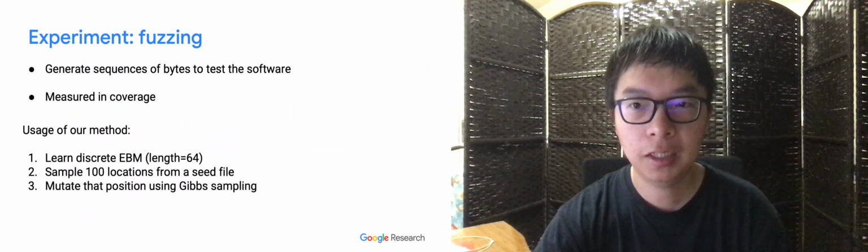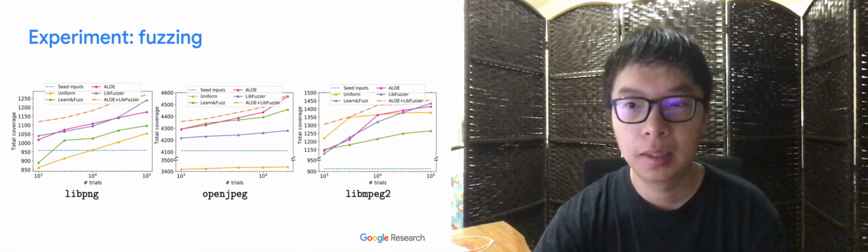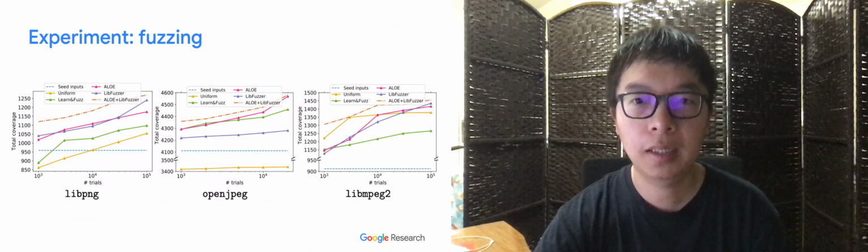The last experiment is for software testing, where the model is responsible for generating a sequence of bytes to test the software. The evaluation criteria is the coverage, where a good generator should reach high coverage with the same number of generated samples. On a set of commonly used software like libpng, our approach can get comparable or even better coverage than the well-engineered systems like libFuzzer.